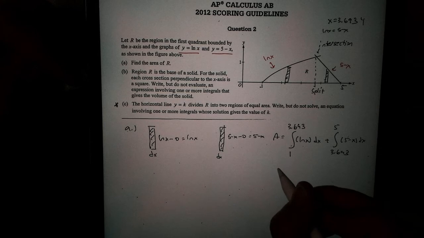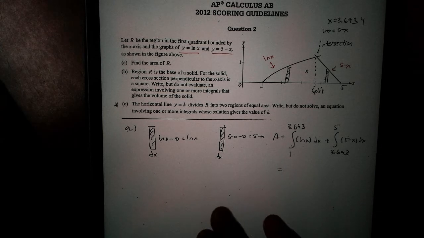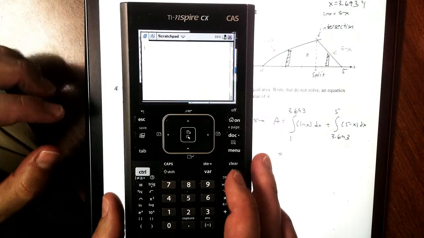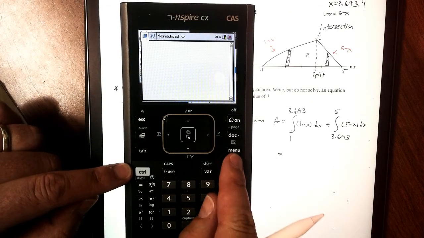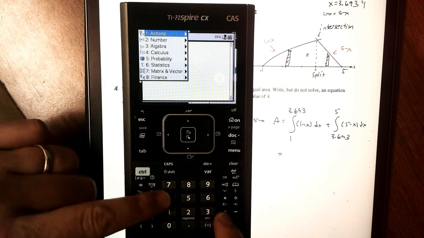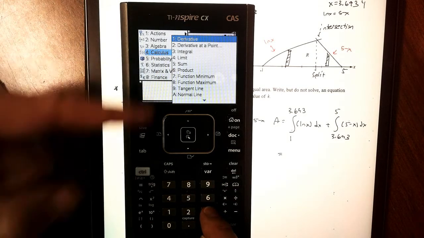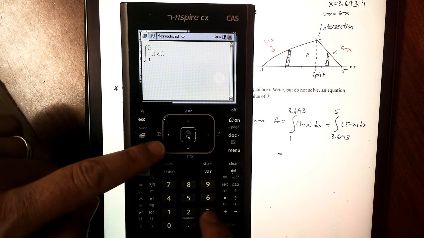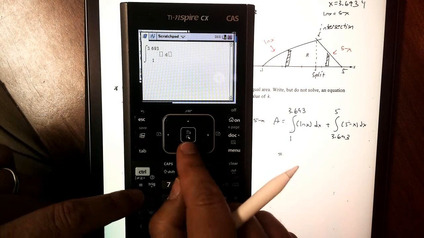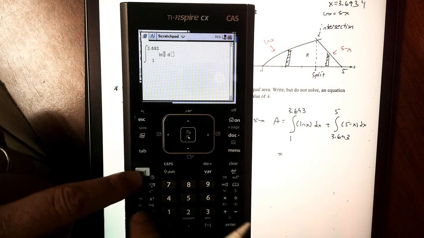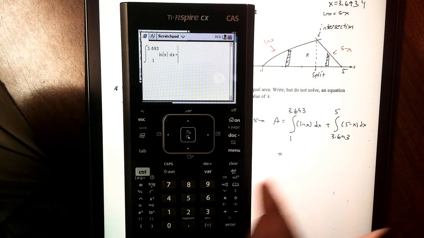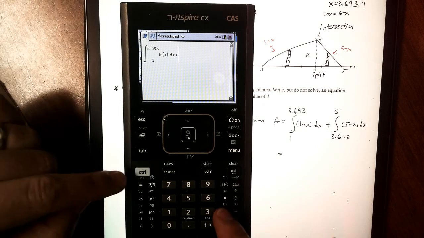And I can type this in my calculator, which I will. Let's go and type that in our calculator. So let me go back to my home screen and type this in. I just typed in exactly as it looks: menu, 4. I'm going to choose 3. We can go from 1 to 3.693 natural log of x. Don't forget your dx. And I'm going to go plus. I'm going to add the other one, just going to add it right there with it.